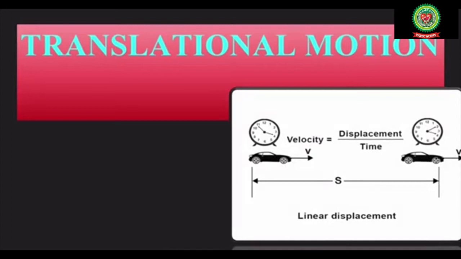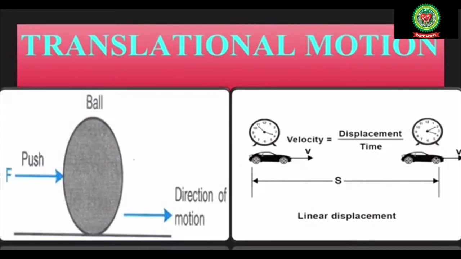Let's take the example of this car. This is a car moving on a straight road. Force is applied on the car, and after some time, traveling a straight line distance on this straight road, it reaches here. This kind of displacement is linear displacement, and this kind of motion is translational motion.